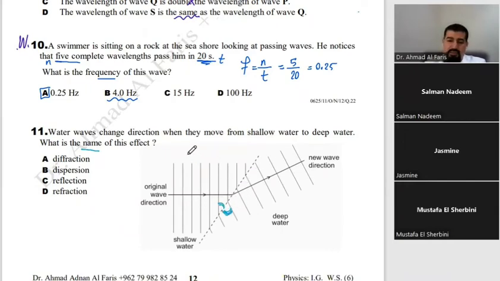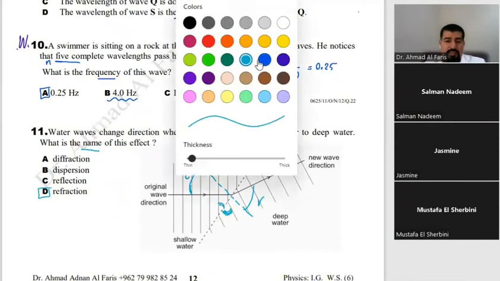If we draw the normal like this, we can see that this is the angle of incidence and this is the angle of refraction. It moves away from what? Away from the normal. So this is called what? Exactly, this is called refraction. It changes direction due to the change in speed.